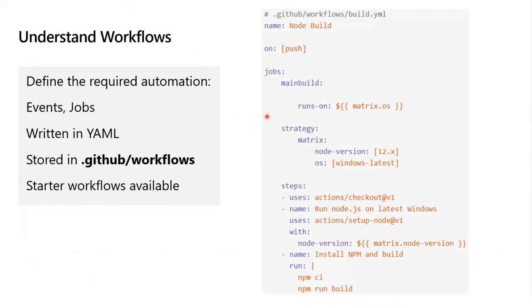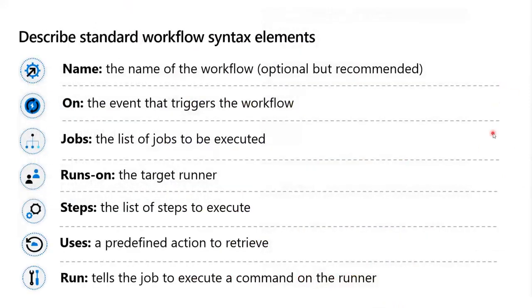Actually, in one of your labs, you will execute a pipeline. Of course, you will execute pipelines by using Azure DevOps, but you're also going to have a lab where you will execute a pipeline within GitHub Actions. So what else? You can specify the different elements your pipeline is going to have, such as the name of your pipeline, the event that triggers the workflow, the jobs, the list of jobs to be executed, runs on the target runner, and the list of steps to execute. We use a predefined action to retrieve, and run tells the job to execute a command on the runner.